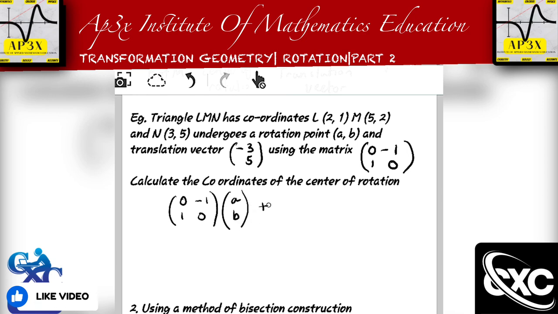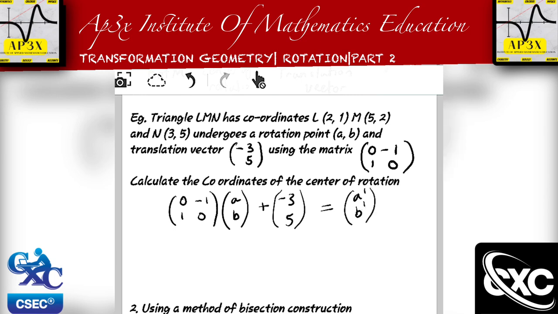And we know that because it moves away from the origin, it combines with a translation that is in fact (-3, 5). And so by working this equation out, it's going to provide us with the position of the new center of rotation. So let's go ahead and complete this equation.